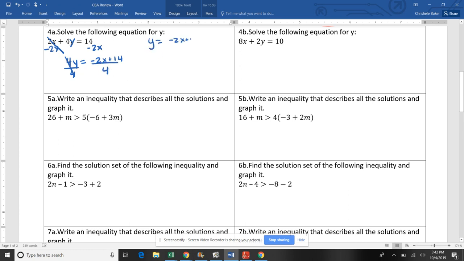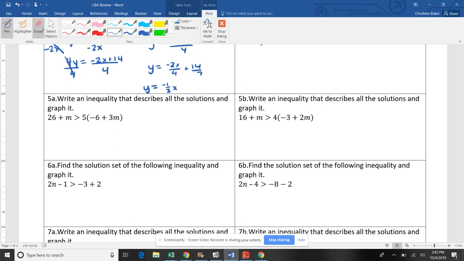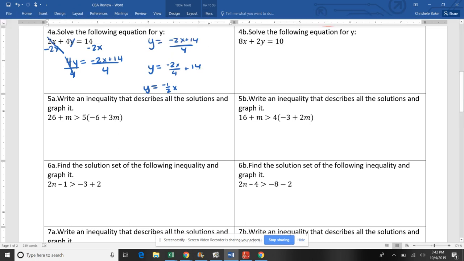So this is a perfectly acceptable answer to leave it like this, or we can actually write this as 2 separate fractions. And we do see some simplification that can happen here. Negative 2 over 4 is negative 1/2, and 14 over 4, that doesn't simplify evenly, but both of these are divisible by 2, so that's 7/2. So these are both acceptable ways to write our answer.